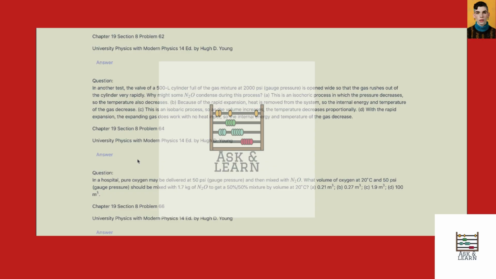In a hospital, pure oxygen may be delivered at 50 psi, gauge pressure, and mixed with N2O. What volume of oxygen at 20 degrees C, 50 psi, should be mixed with 1.7 kilograms of N2O to get a 50-50 mixture by volume at 20 degrees C?